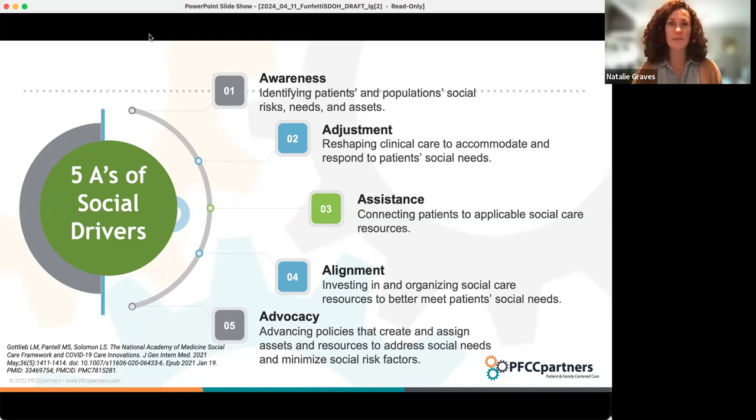The second one, adjustment, I really like, because it's something that we as healthcare facilities can think about doing even in the absence of other resources in our community. So I'm going to steal the example that the PFCC Partners team always uses, and I might get it a little bit wrong, so correct me if I do. But there's a story about working with a healthcare system or a clinic who kept seeing patients come late. They were missing their appointments. They were showing up pretty late to their appointments.